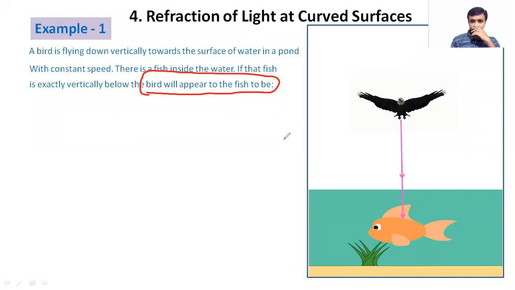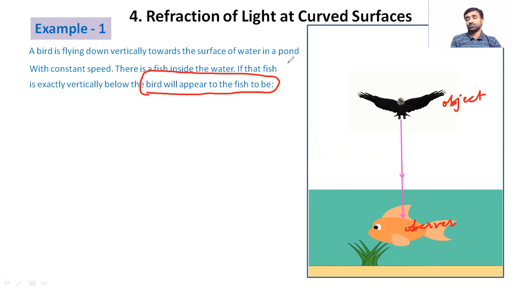Fish is the object. No. Sir, fish is the observer. Right. The bird is the object. The bird will appear to the fish. So the fish is observing the bird. Fish is observing the bird. So it is the observer, right? This is the object. Clear?